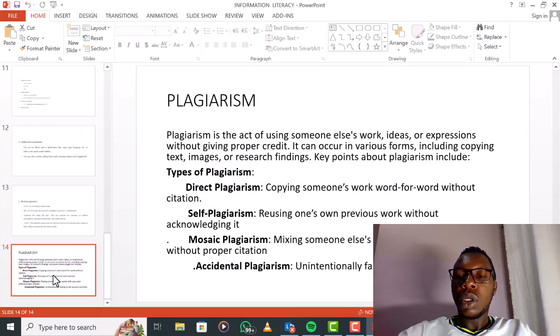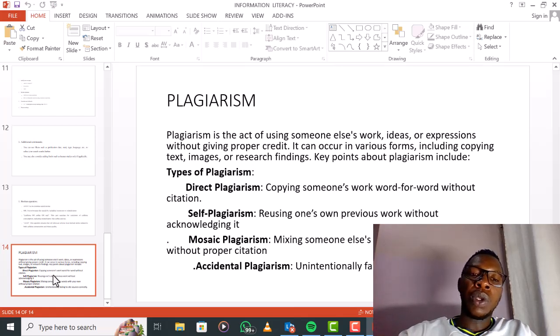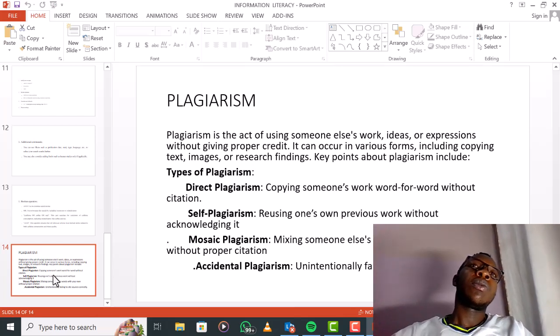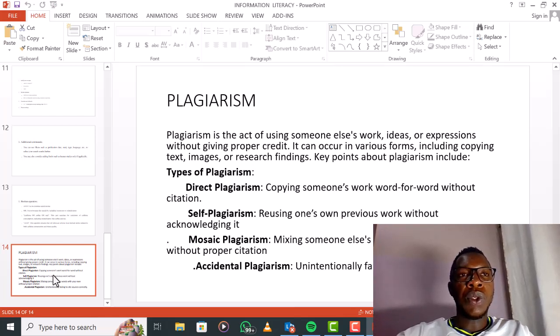So we have mosaic plagiarism, which is mixing someone else's words without proper citation. This is maybe common in paraphrasing. For paraphrasing, you use your own words, but then there's you using someone's words. When you use someone's words without acknowledging or citing the person properly, the end result will be plagiarism. So that is mosaic plagiarism. Then we have accidental plagiarism.